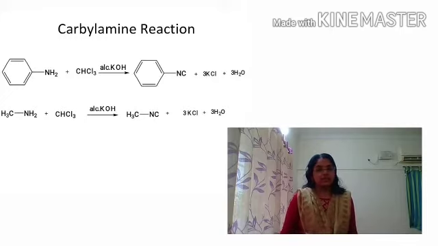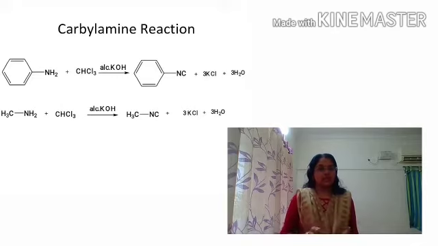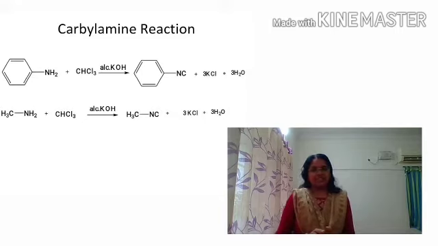That is, an aliphatic primary amine or an aromatic primary amine, when warmed with alcoholic potash, that is alcoholic KOH, and chloroform, gives an isocyanide. This isocyanide is otherwise termed a carbylamine. That is why it is termed the carbylamine reaction.